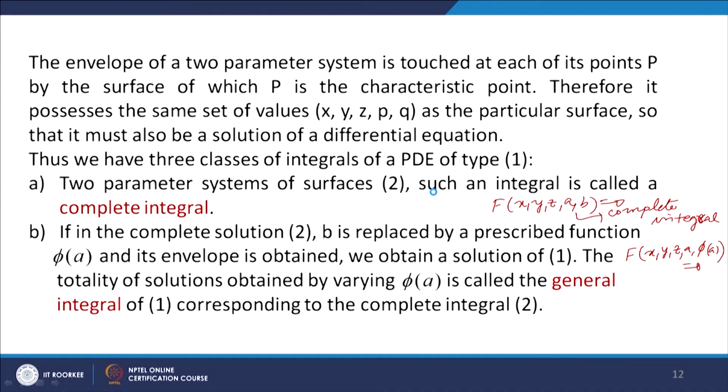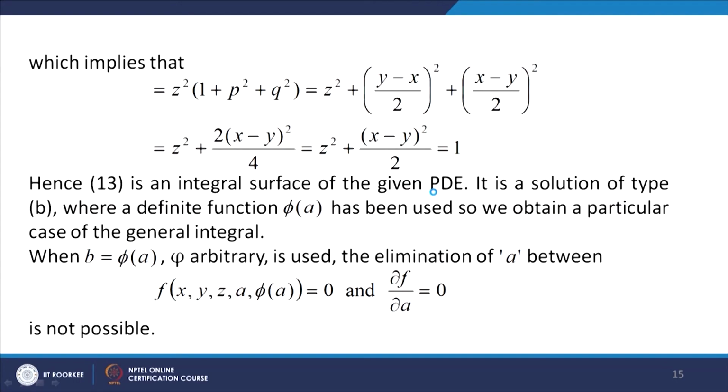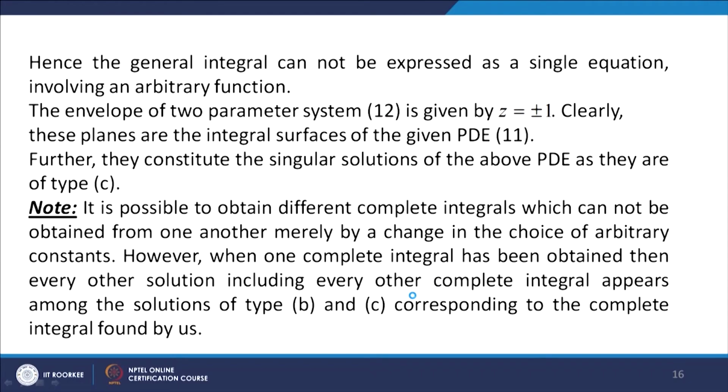The totality of solutions obtained by varying phi A is called the general integral of 1 corresponding to the complete integral 2. Now, here we took a particular value of phi, that is phi a equal to a, and we found that envelope. But when b is equal to phi a and phi is arbitrary, the elimination of a between f(x, y, z, a, phi a) equal to 0 and partial derivative of f with respect to a equal to 0 is not possible.